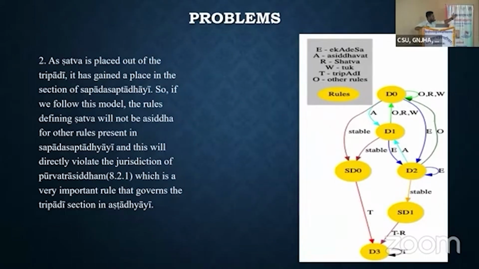As Shatva went to the Tripadi, a problem arrived. The Shatva Vidhayaka Sutras, as they are in Tripadi, are Asiddha for the Sutras in Sapada Saptadhyayi. But as Shatva moved to the Tripadi, it cannot conclude the Asiddha relation between the Shatva and the Sapada Saptadhyayistha rules. So this was completely violating the jurisdiction of Purvatara Siddham. And this was the second problem we encountered.